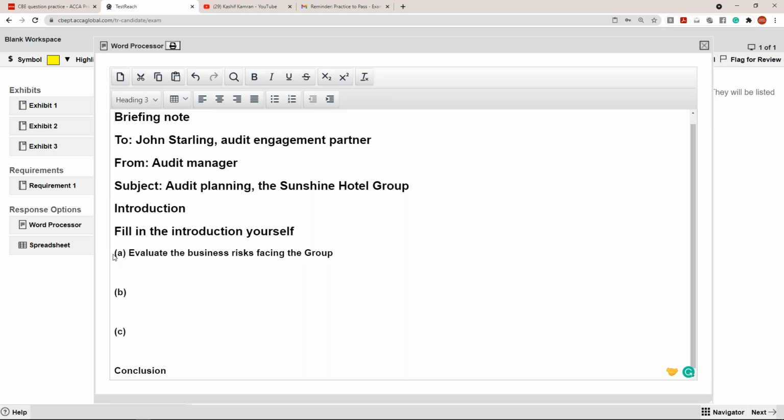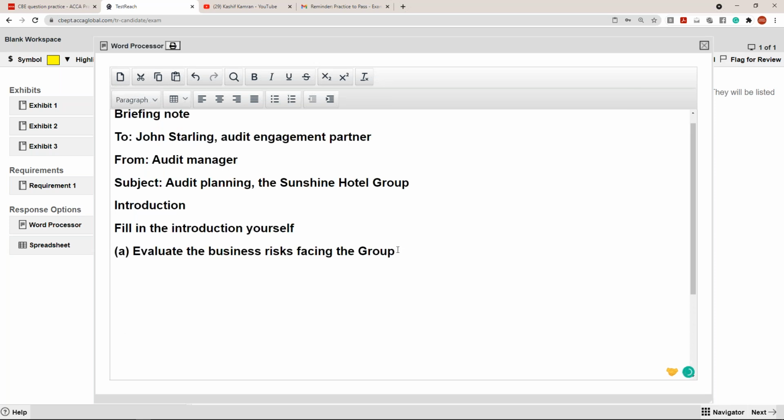Okay, so should we start with the business risk answer? Okay, let's start with the business risk answer then, right? Evaluate the business risk. Let's start writing an answer for business risk. How many business risks do we need to write? Approximately 5. Let's start the journey. Let's go back to the case study.